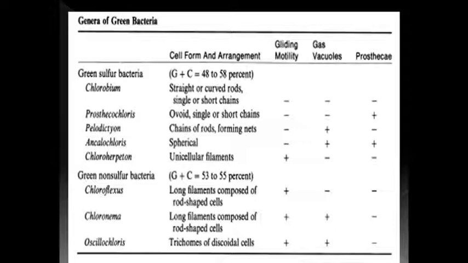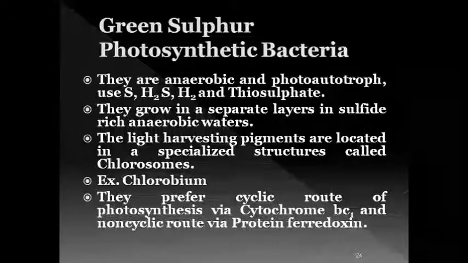Their light harvesting pigments are located in special inclusion bodies called chlorosomes. They have two different routes for photosynthesis, cyclic and non-cyclic photophosphorylation. They have a type 1 reaction center, that is P840, which is involved in cyclic as well as non-cyclic photophosphorylation.